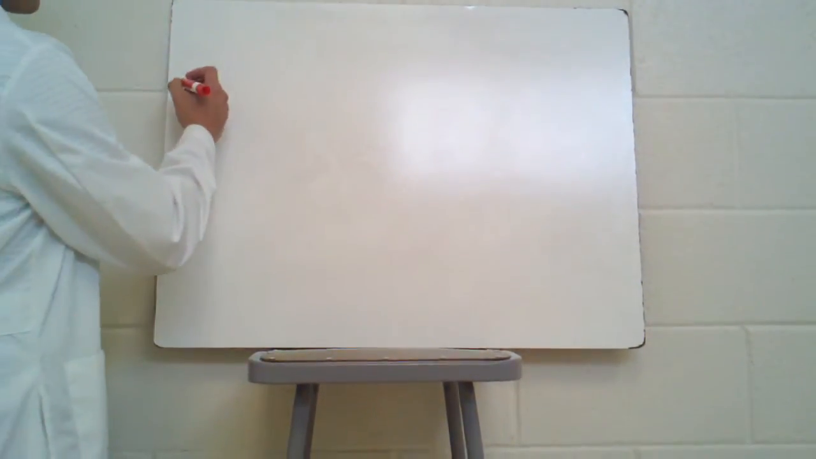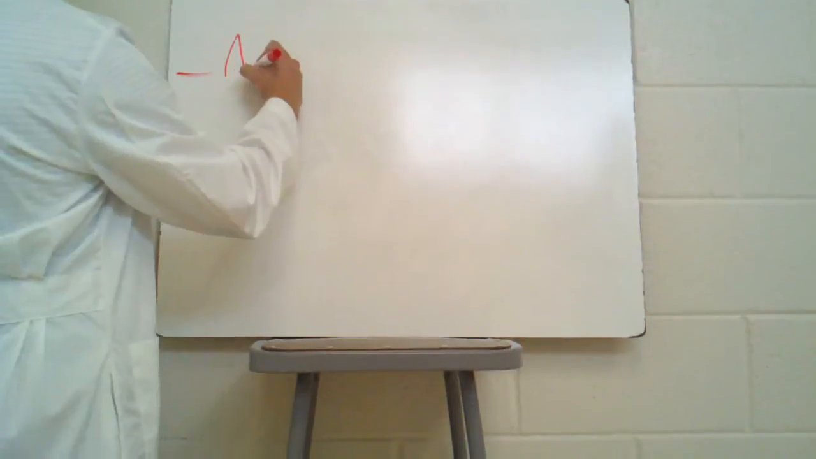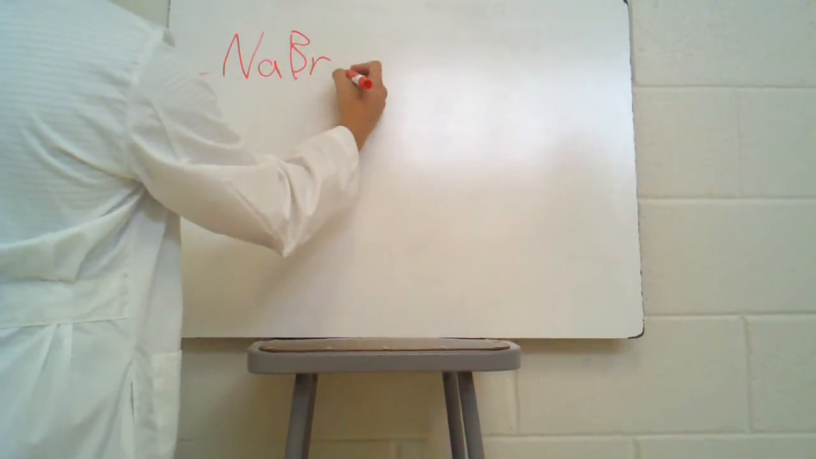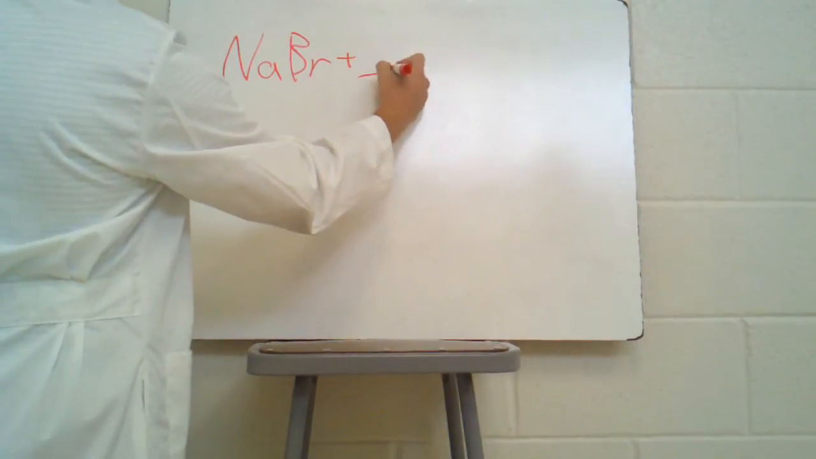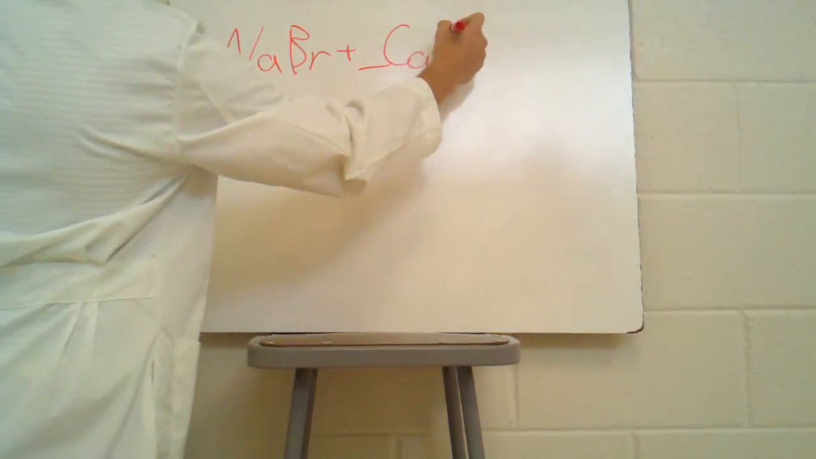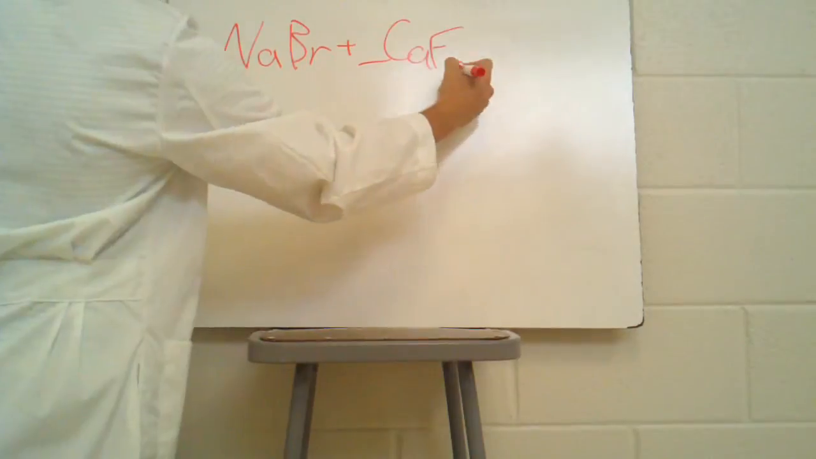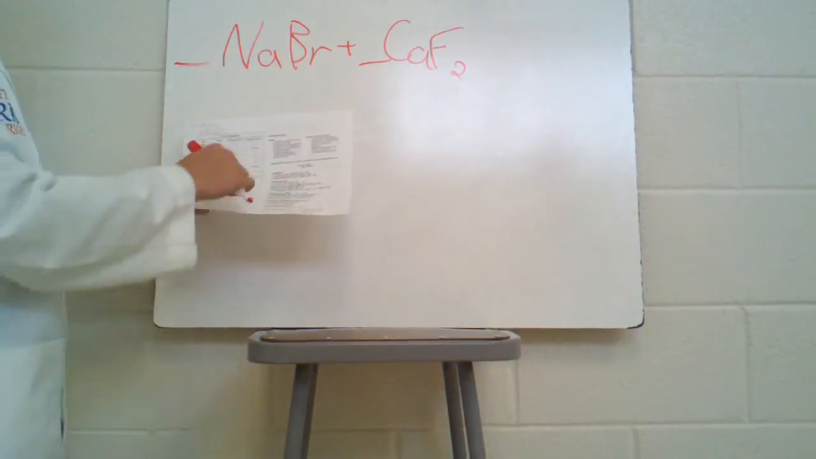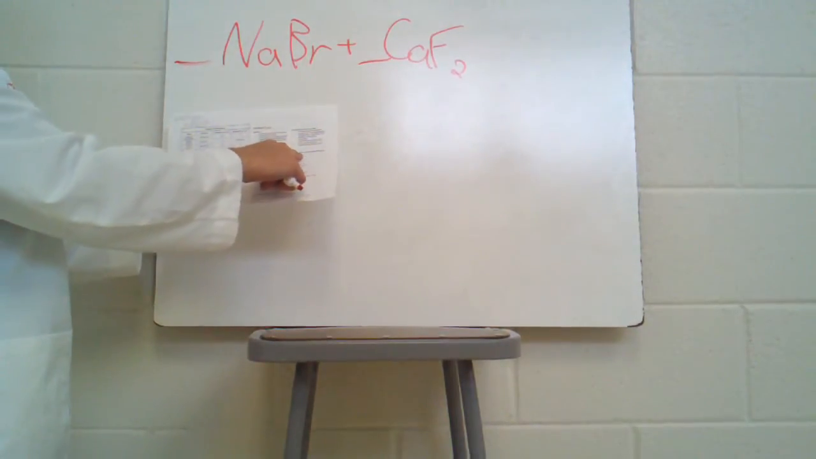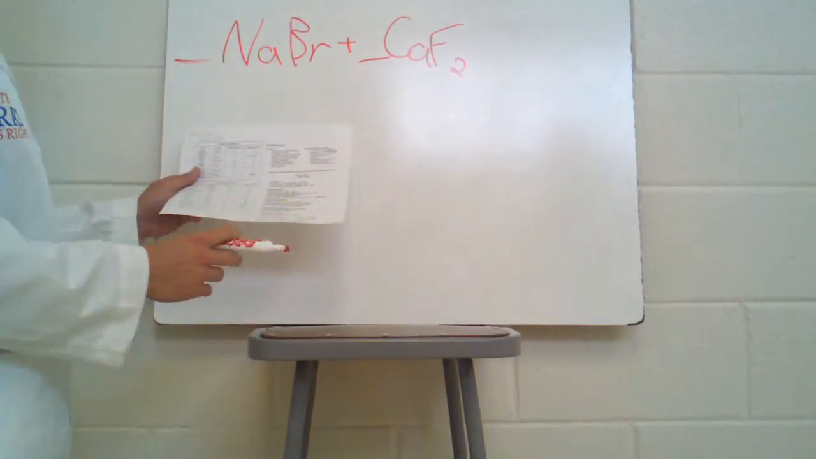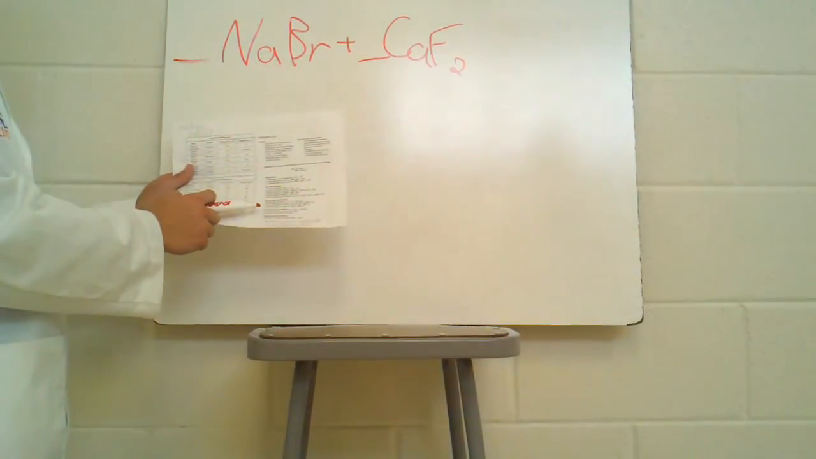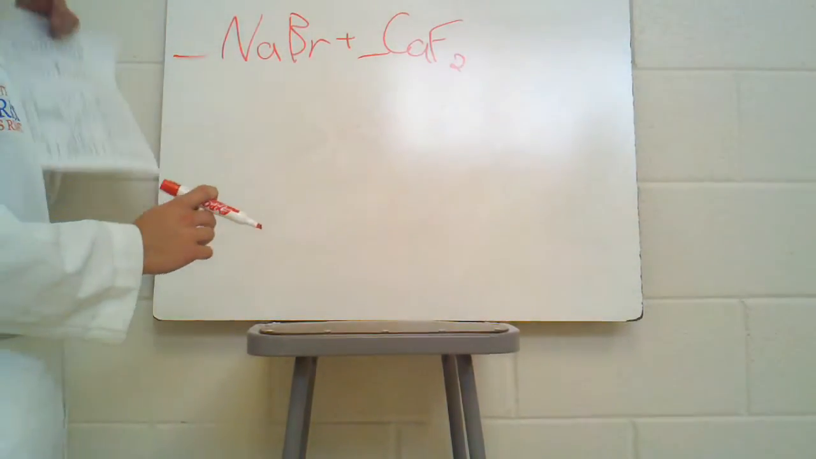Now we will predict an equation. First, we'll start off with our double replacement reaction between sodium bromide and calcium fluoride. Alright, when you're predicting an equation, you look at your sheet for guidelines for predicting the products of selected types of chemical reactions. You go down, see it's a double replacement reaction, and you match it up with the type of double replacement reaction.